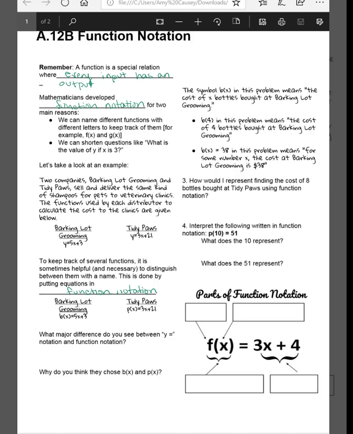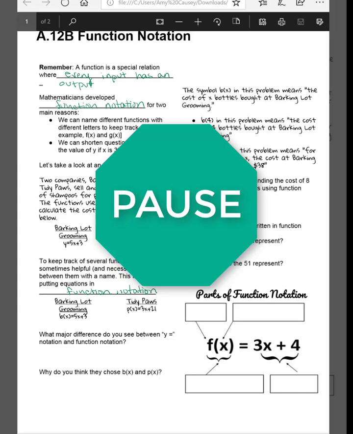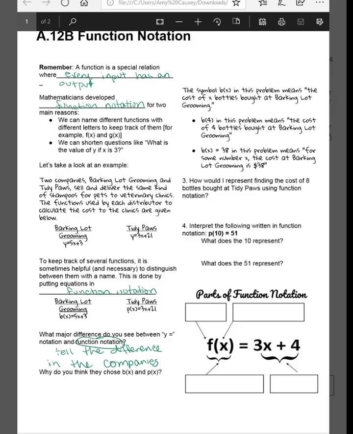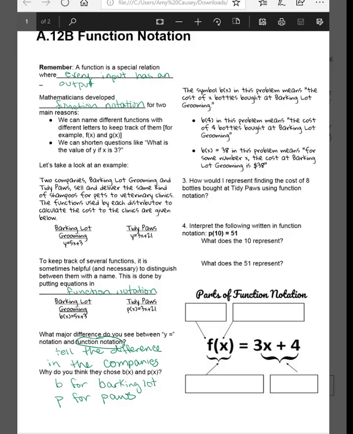What major difference do you see between y equals notation and function notation? Press pause now to write down your answer. The major difference I notice is that you can tell the difference in the companies when it's in function notation. Why do you think they chose b of x and p of x? Press pause now to write down your answer. I think they may have chosen b for Barking Lot and p for Paws.